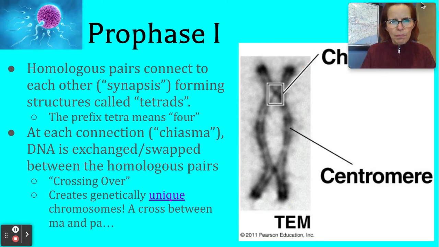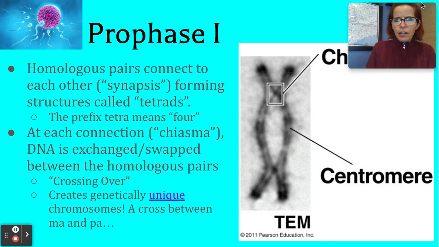Okay, so for prophase 1, the homologous pairs find each other, and that's called synapsis. And then they form structures that are called tetrads. The prefix tetra means 4, and that's because these are two bivalent chromosomes that come together and they cross over, and where they cross over is called the chiasma. Now they're going to trade sections of DNA. So what was on mom's chromosome and dad's chromosome, now they trade, and there's a little bit of mom's chromosome on dad's and vice versa.